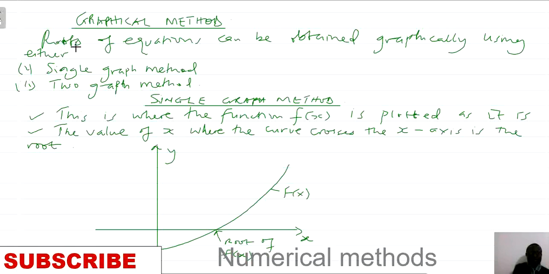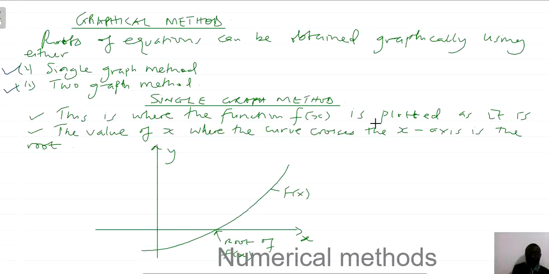Here, the roots of the equation can be obtained graphically, either using a single graph method or a two-graph method. With a single graph method, we plot the function the way it appears. Then the value of x for which the curve crosses the x-axis is actually the root. In the illustration here, if we plot our function like this, where it crosses the x-axis, this is where the root lies. So this is by using a single graph method.